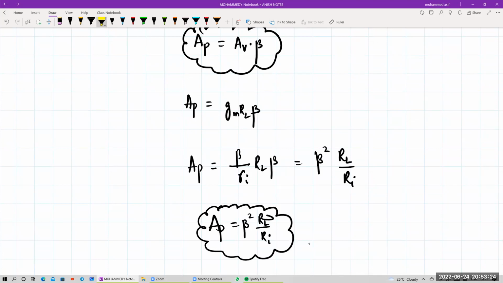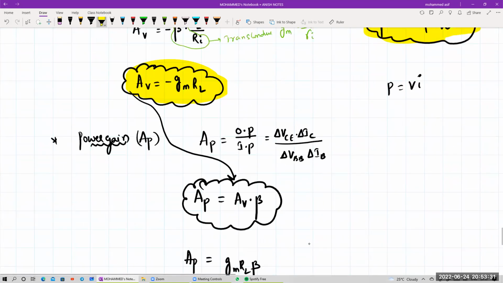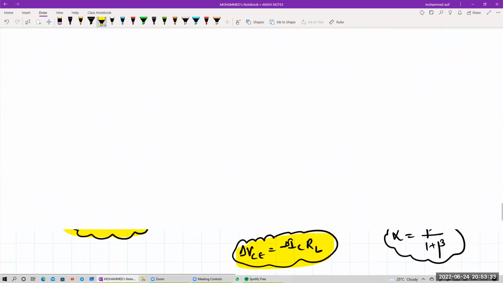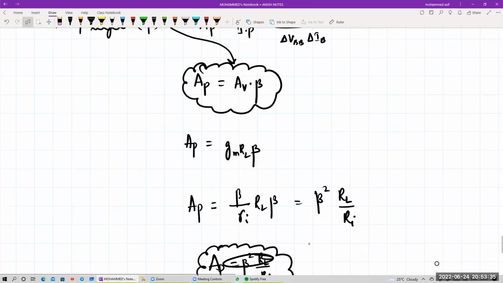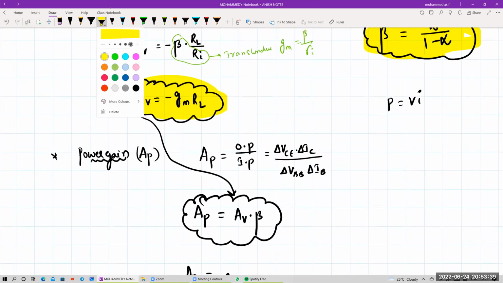Very important relations, sir. These are really very important relations for doing the numericals. Compulsory questions come on transistors. These are basic things you need to remember in your transistor for doing the problems: output power, input power, voltage gains. So these are all very important, like this relation for power gain.